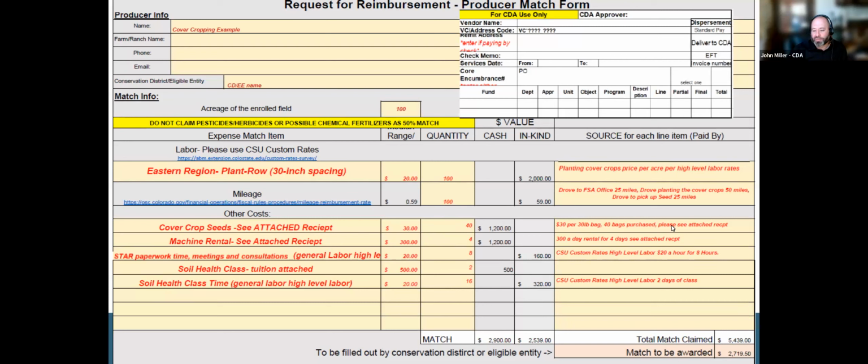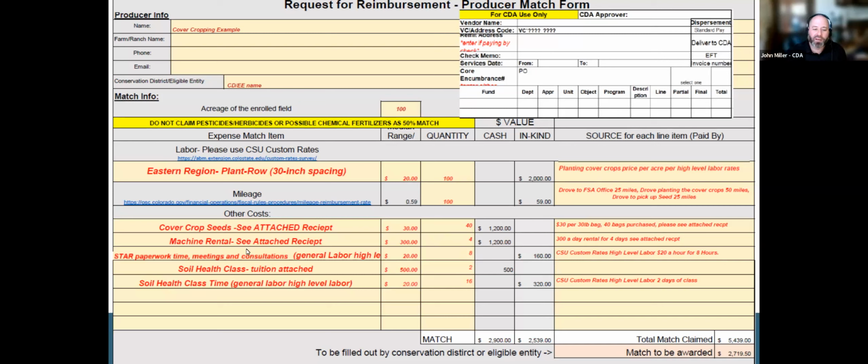And they've put, please see attached receipt. So each spot where we need a receipt, they have the receipt there. Machine rental. So this person had to go and rent a machine to do the planting. They must not have had the drill. They rented it for $300 a day and did it for 4 days. So that's another $1,200.